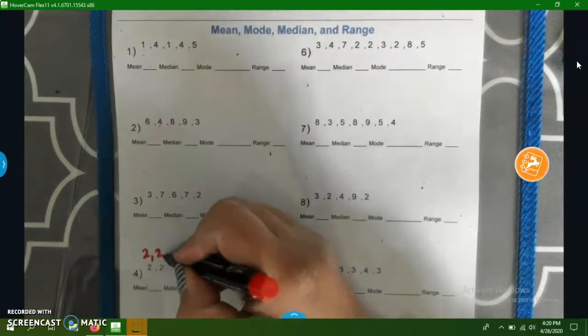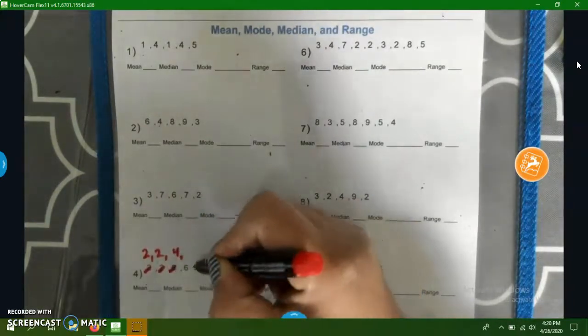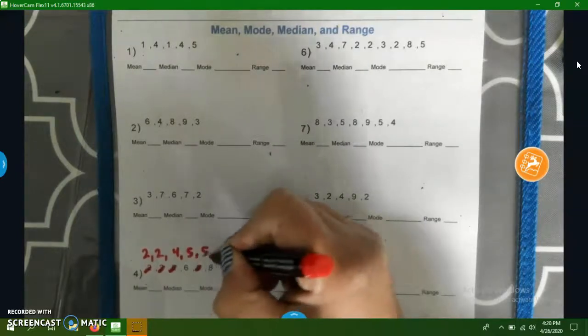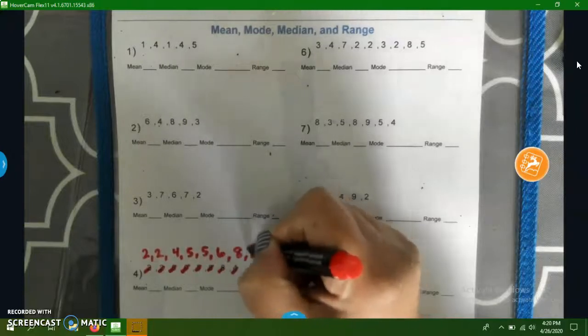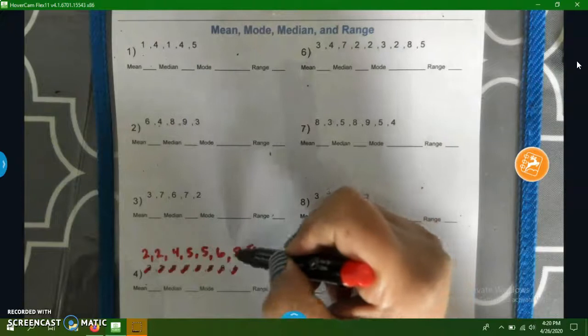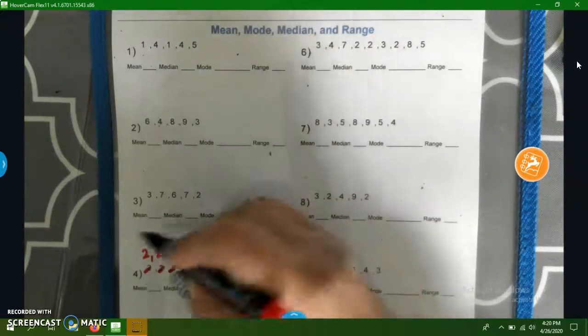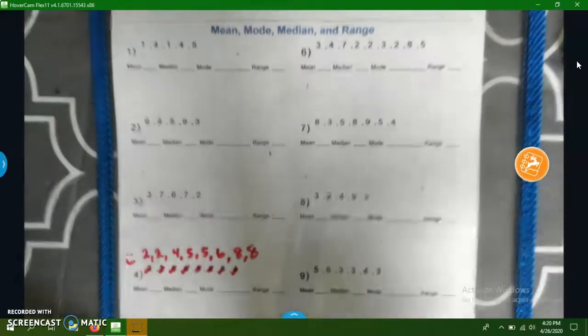So 2, 2, 4, 5, 5, 6, 8, 8. So let's see. 1, 2, 3, 4, 5, 6, 7, 8. So I did my check to make sure I got all my numbers. And I am good to go now.